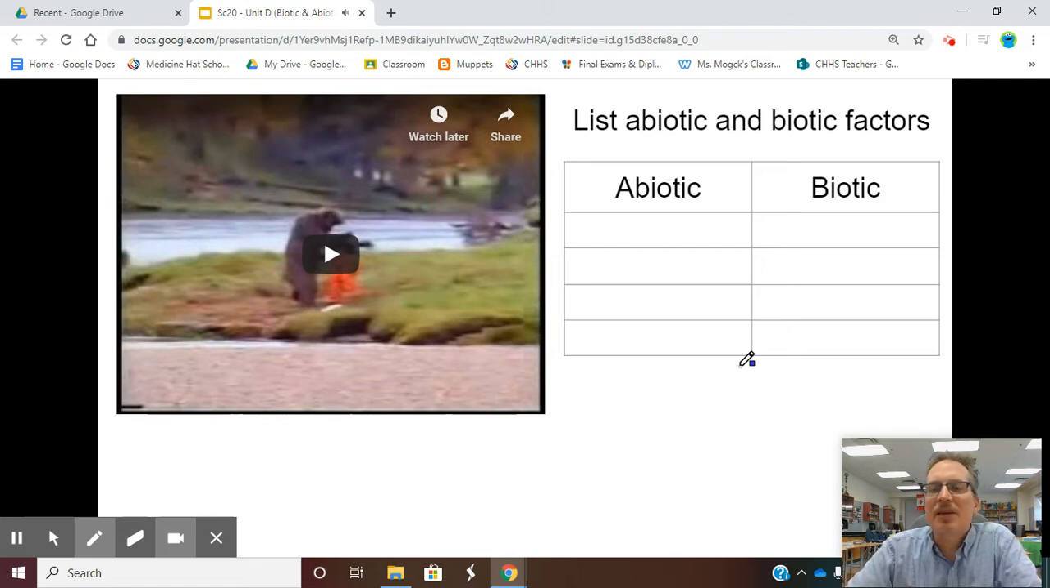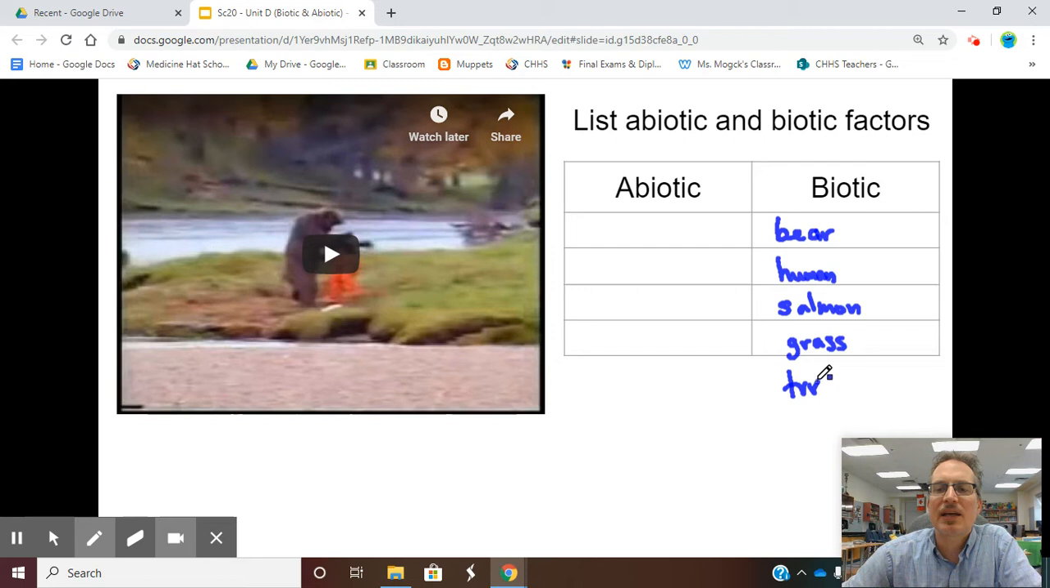If I think of the video, I always think that the biotic factors are the easiest, the living things. So let's write down a few that we saw. I would think everybody agrees a bear has to hit our list. Human has to hit our list. Given they were fighting over the salmon, it should hit our list. Then we have grasses that I can still see in the video. We have trees that I can still see in the video.